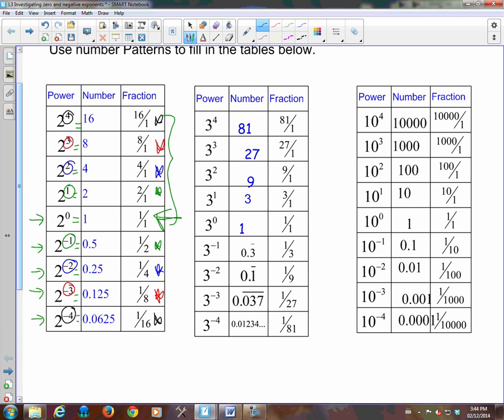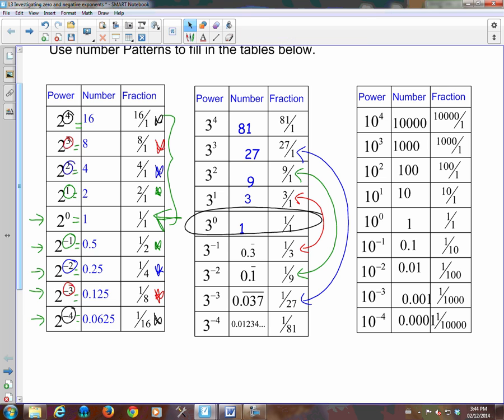And if you look at the other tables, the same pattern happens. I have 1 in the middle, and 3 to the exponent 1 is 3 wholes, so that's 3 over 1, and 3 to the exponent negative 1 is 1 over 3. And 3 to the exponent 2 is 9, and 3 to the negative 2 is 1 over 9. And 3 to the 3 is 27, and 3 to the negative 3 is 1 over 27. And so on through the table. And the same thing with the tens.